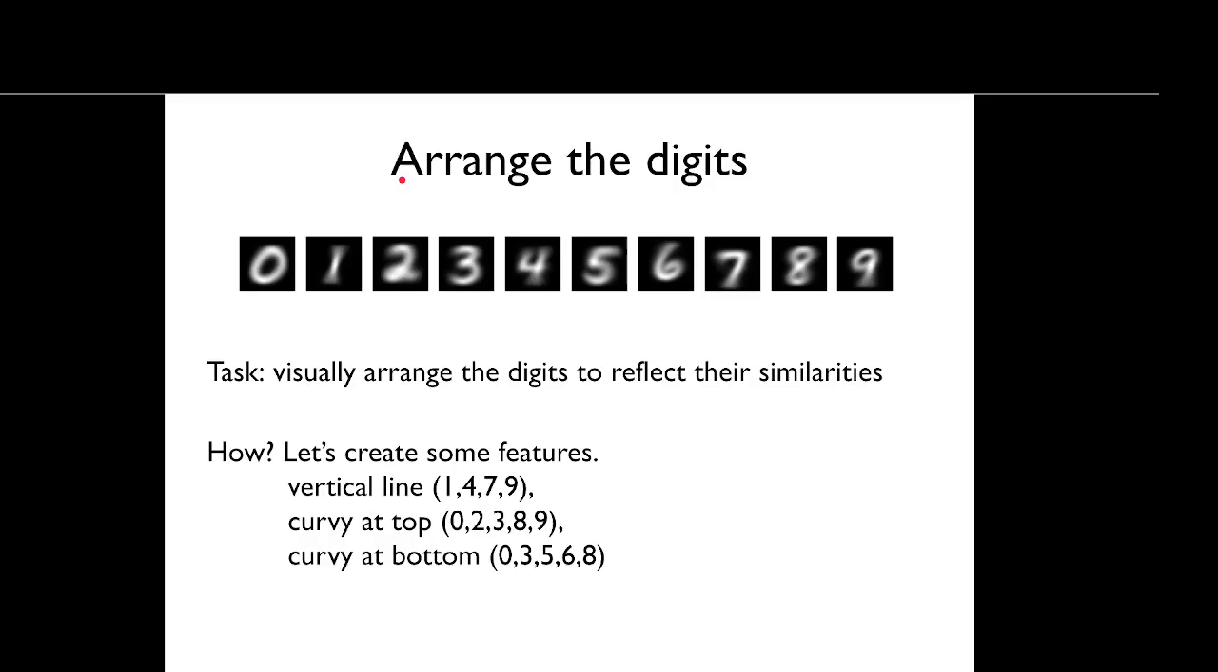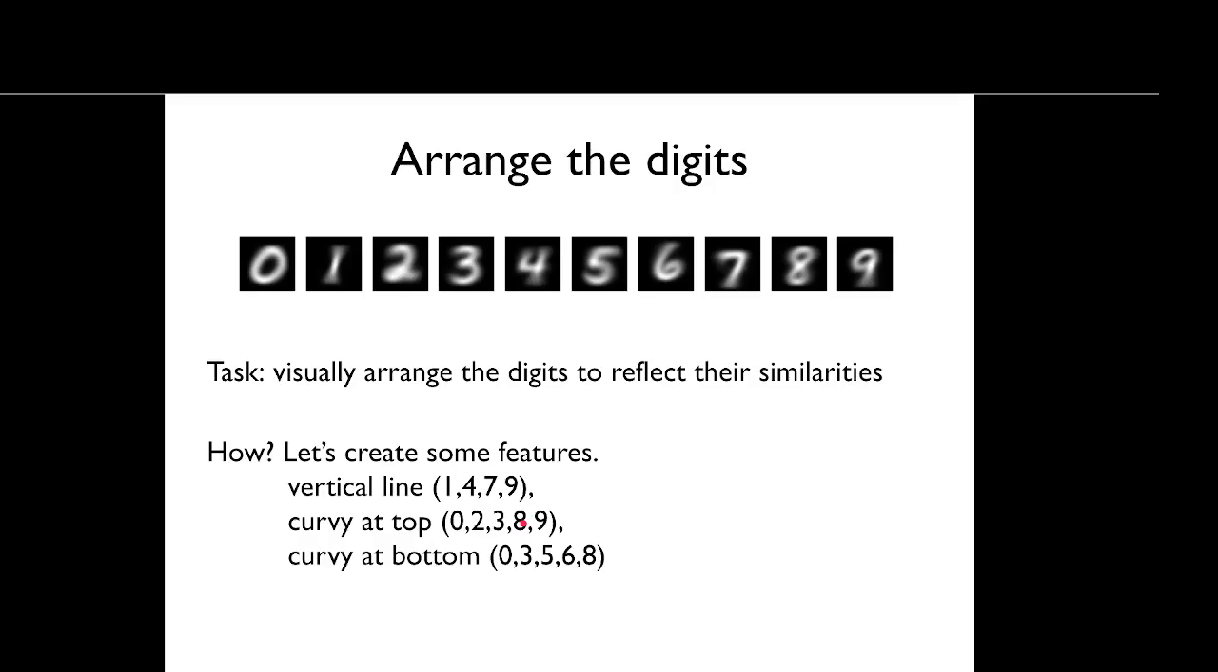So these are the averaged digits per class, so the 0, 1, 2, 3, 4, and so on. And let's visually arrange the digits to reflect their similarities. In trying to do so, we will think of some visual features like, for example, a vertical line which can be found in the 1, the 4, the 7 and 9, a curve at the top for 0, 2, 3, 8 and 9, and a curve at the bottom for 0, 3, 5, 6 and 8, and curves at bottom and top are in common for 0 and 3 and 8.